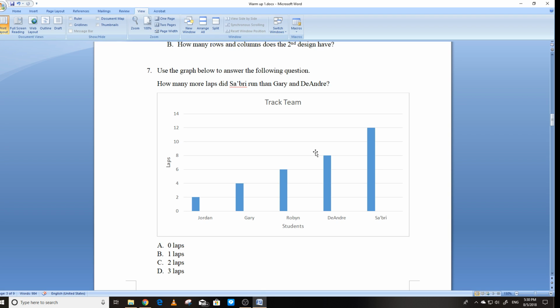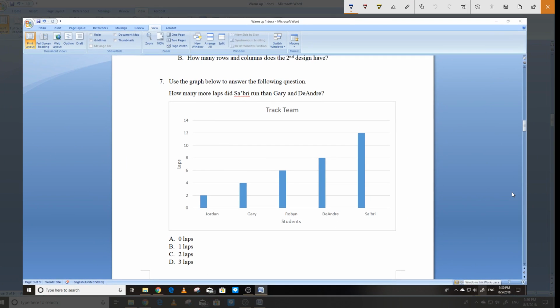Okay, let's take a look at question 7. This is not a very difficult question. You can totally do it. Okay, it says use the graph below to answer the following question. How many more laps did Sabri run than Gary and DeAndre?